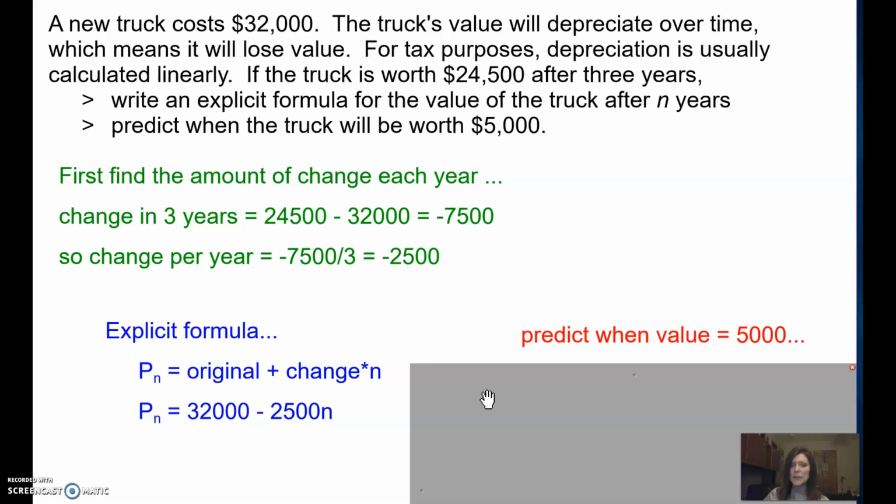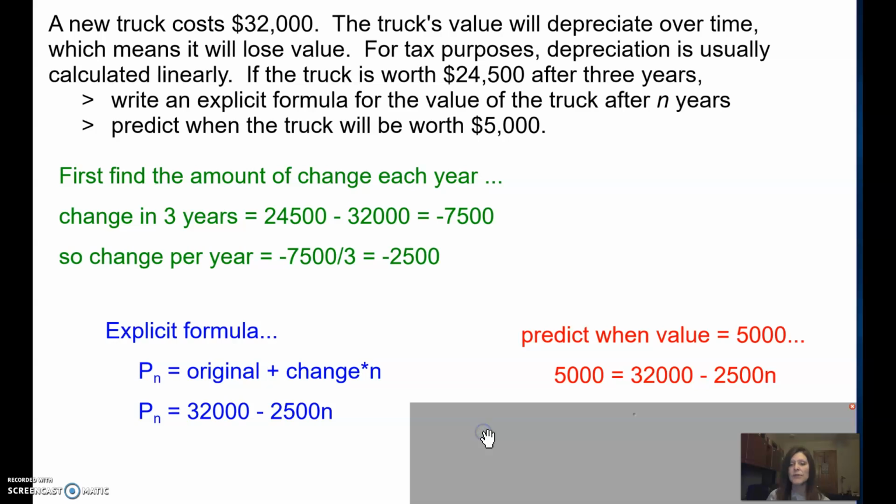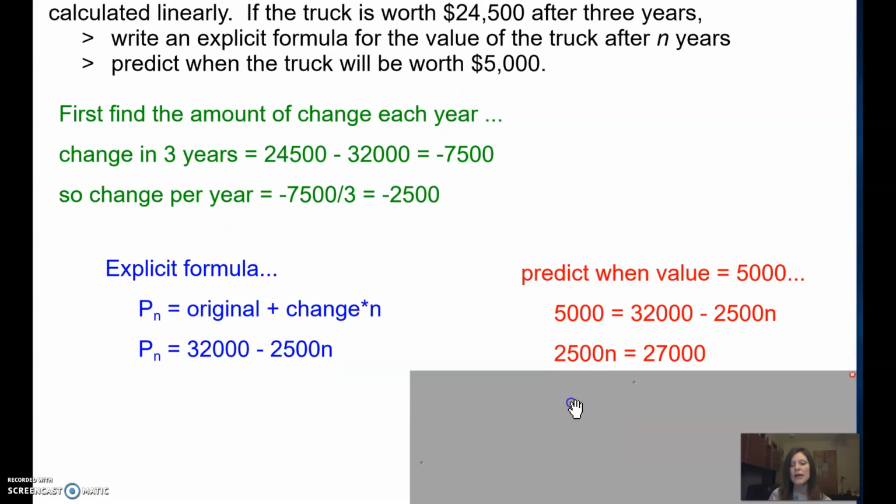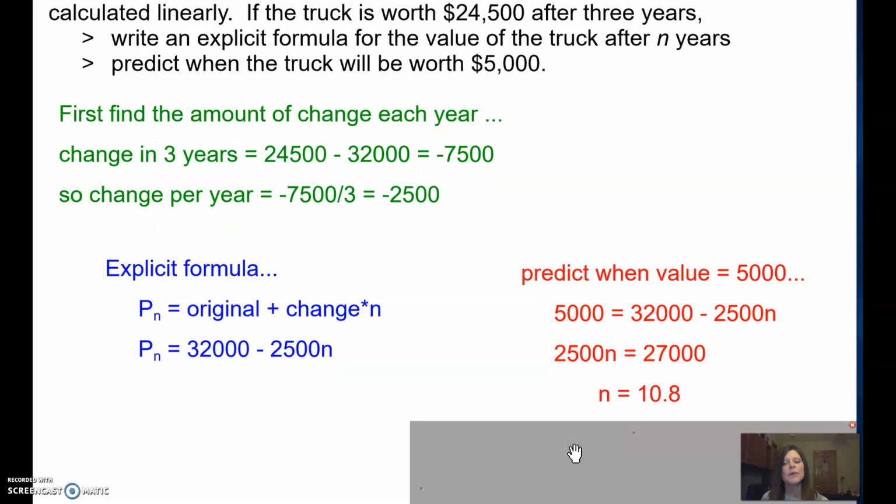Now we're going to use that to predict when the value is just $5,000. So they're not telling me n, I'm finding n. I'm going to put this 5,000 in for the P of n. So using a little bit of algebra here, I'm going to add the 2,500n to both sides and subtract the 5,000. Then I'm going to do my division and I come up with 10.8. So in almost 11 years, this truck is just going to be worth $5,000.